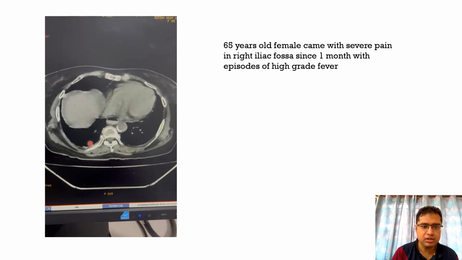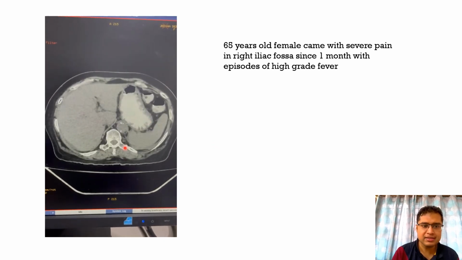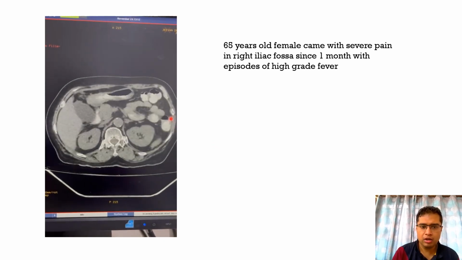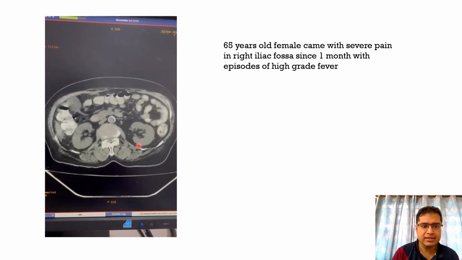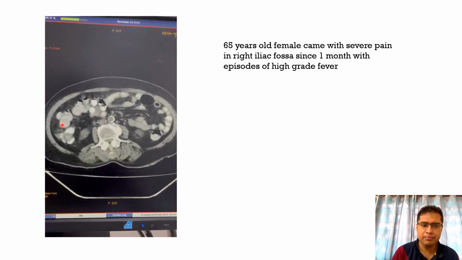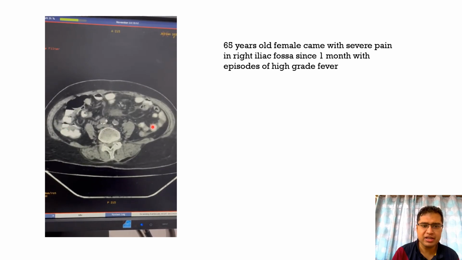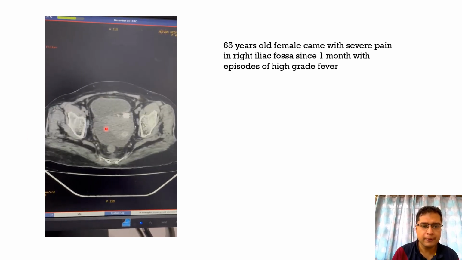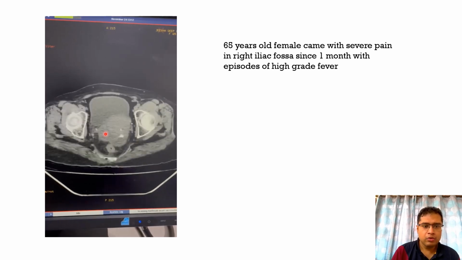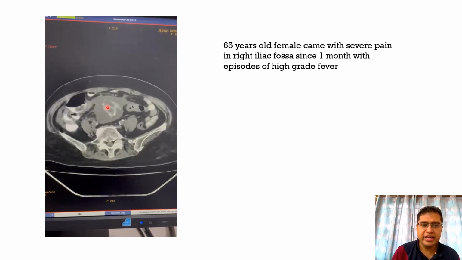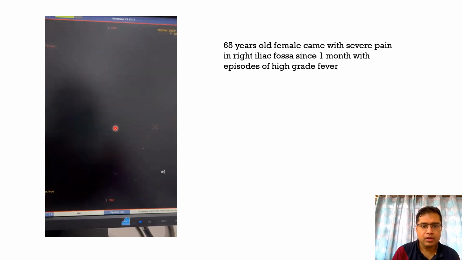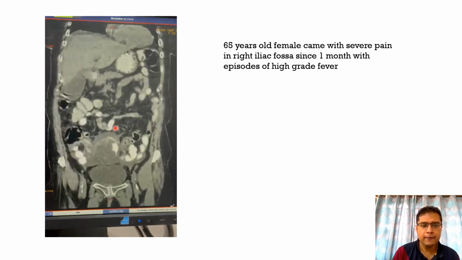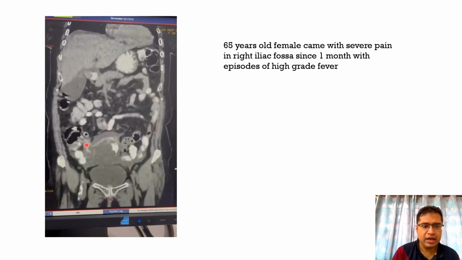Axial section first, where we can see this is the liver. Normal bilateral kidneys are seen, and there is some mesenteric stranding as well as collection in the paracolic regions, along with a large collection in the pelvic region, which can be seen along with the leakage of the oral contrast within the collection. We can trace the appendix.